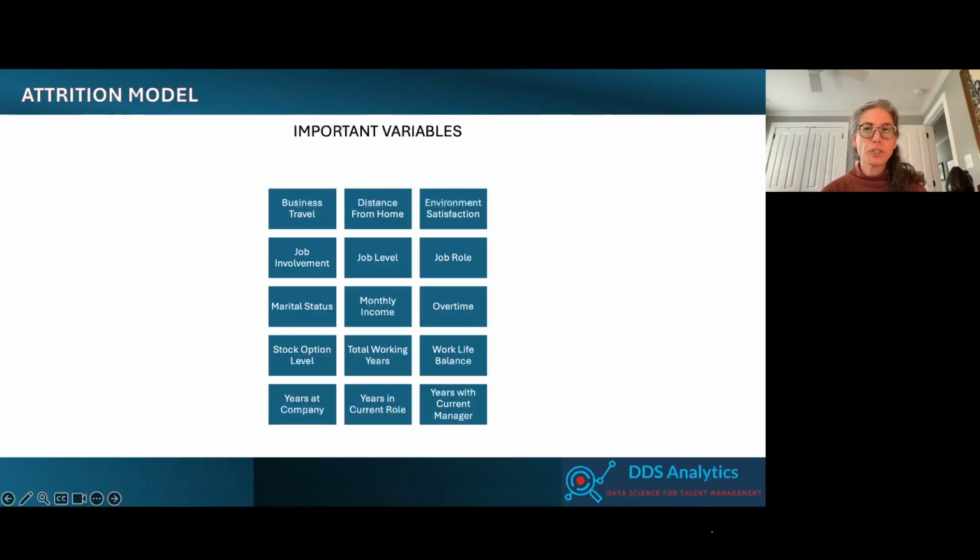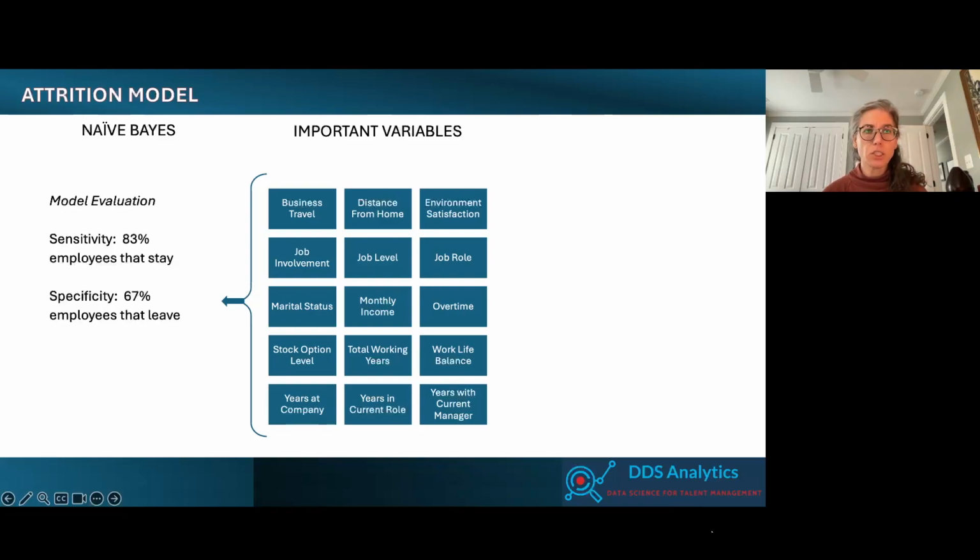For predicting attrition, this set of variables produced the best model. I used them in a naive Bayes model, and when I evaluated that model, it achieved a sensitivity of 83%, which is the percentage of correctly predicted employees that stay, and it achieved a specificity of 67%, which is the percent of correctly predicting employees that leave.